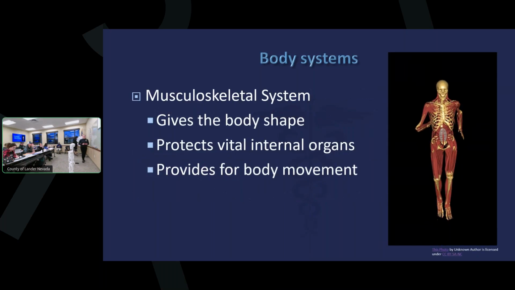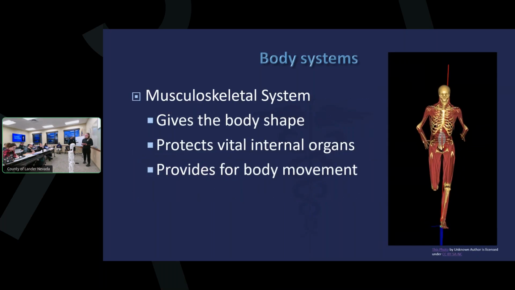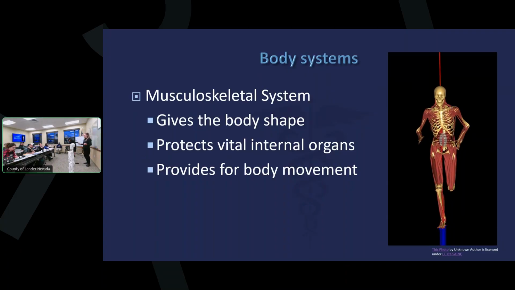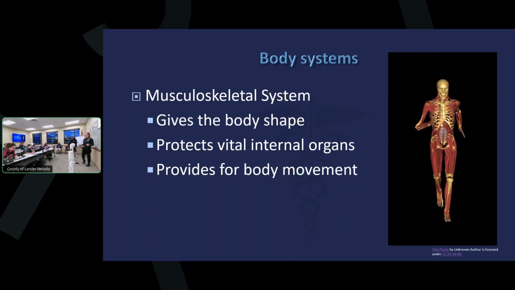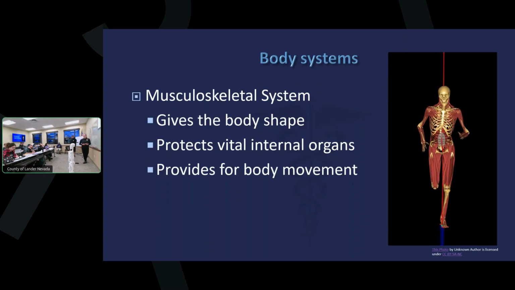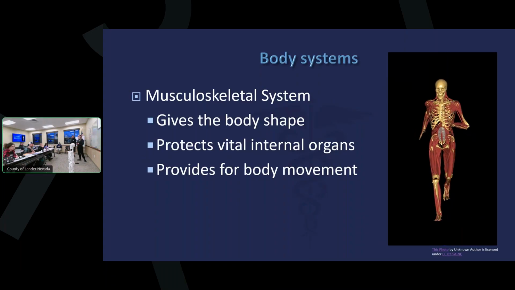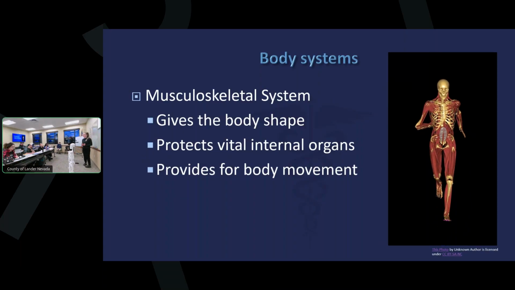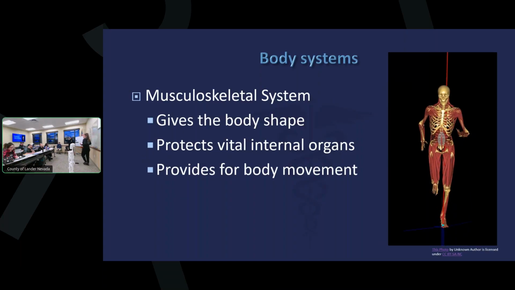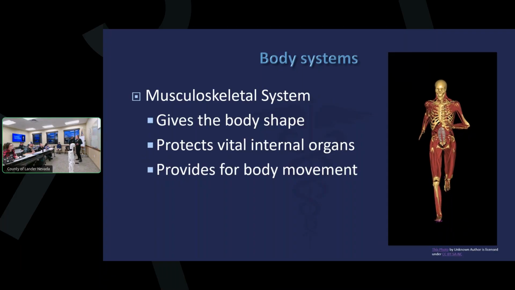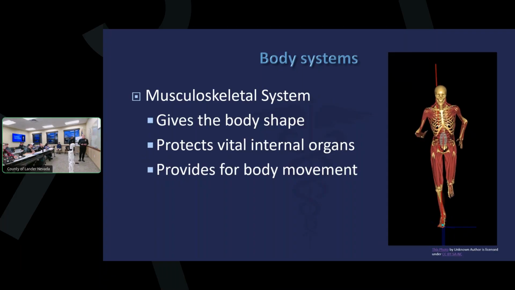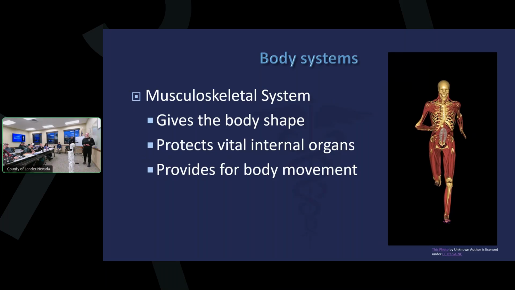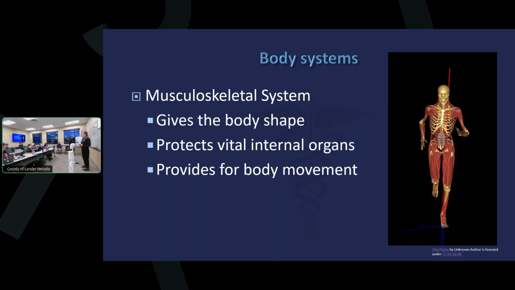So we have our musculoskeletal system. We just went over medical terminology. So musculo meaning muscles, skeletal meaning the skeleton. So it gives our body the shape that it has. Without our musculoskeletal system, we'd just be a bunch of sacks of meat. We're technically sacks of meat as it is, but sacks of meat with shape. It protects our vital internal organs, and then it provides our body for movement.